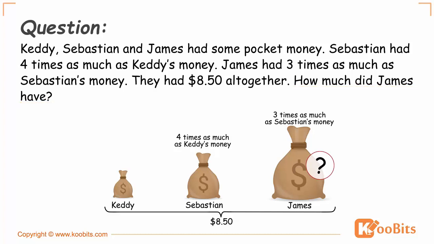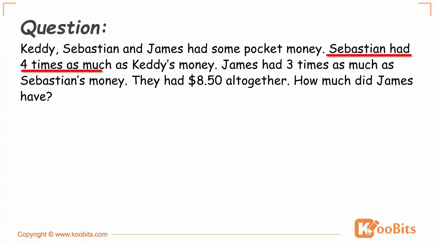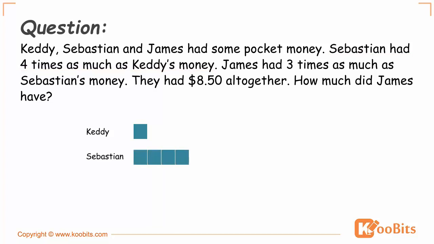Alright, now that we've understood the question, let's move on to solve this word problem. Sebastian had 4 times as much as Keddy's money. Let's use a rectangle to represent the amount Keddy had. Let's use 4 rectangles of the same size to represent Sebastian's money. James had 3 times as much as Sebastian's money.